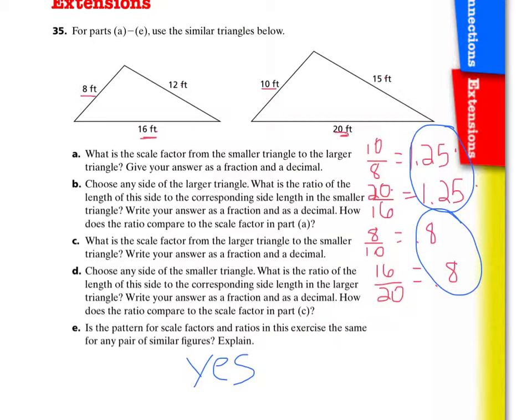So I chose two different sides. I chose this side to figure out scale factors and this side for the ratios. And so it's going to be the same, no matter whether it's a scale factor or it's a ratio, when you're talking about corresponding sides. So the ratio of corresponding sides between two similar figures gives the scale factor of the larger figure to the smaller figure, or vice versa.